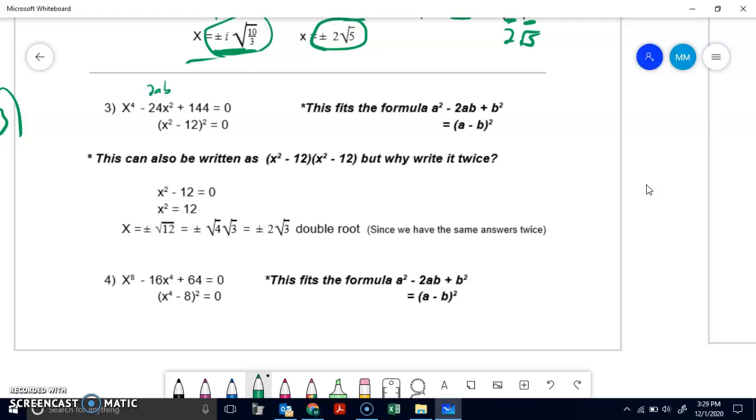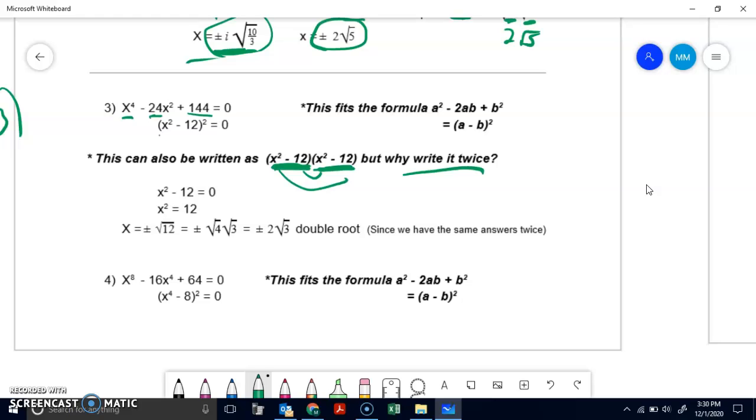So this works. See, what you could factor it into, if you didn't recognize that this is that special formula, what you would do is you would look at it like we did yesterday and say, okay, x to the 4th is x squared and x squared. 144, 12 times 12. And 12 and 12 add up to 24. But you have the same parentheses twice. Why would you write it twice and solve it twice when you have it twice?